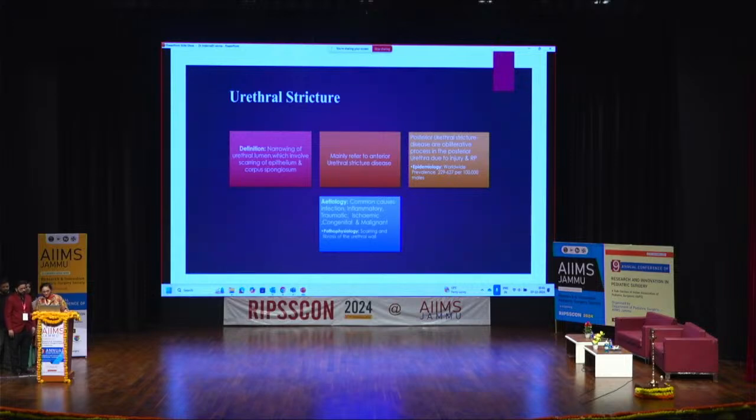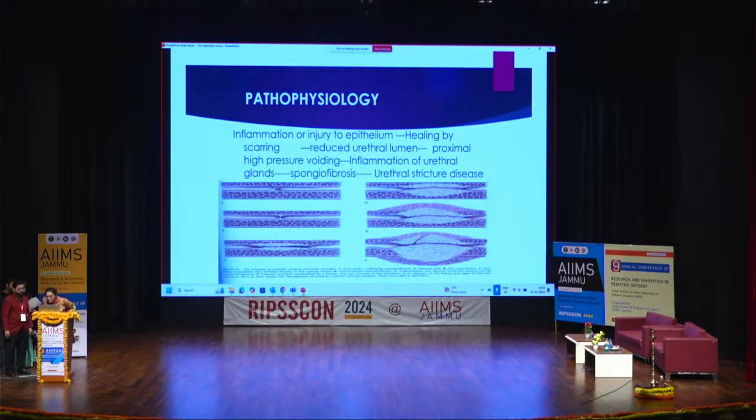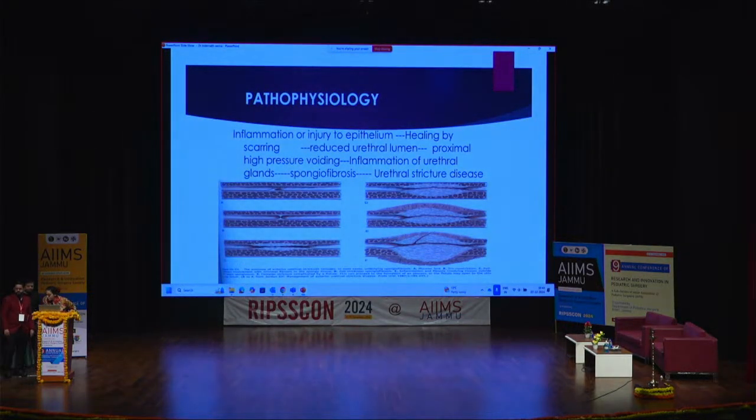Next slide. So you can see the lumen is getting narrowed, and the associated spongiosum is also affected, basically with heavy pathology of spongiofibrosis. Next, please.